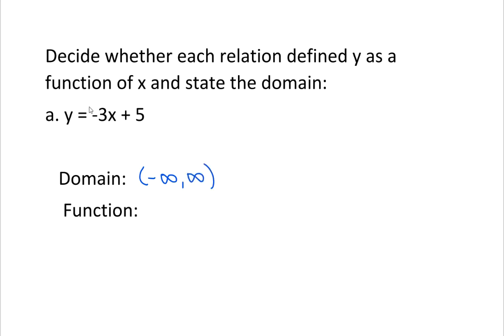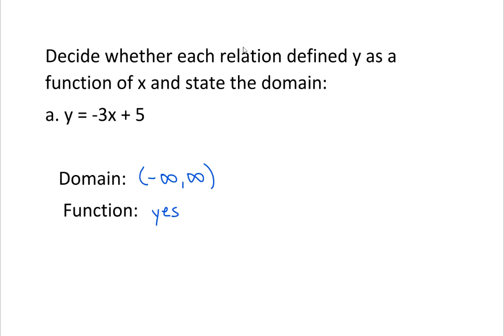Now, if I were to plug any value in for x, any value, would I get different values for y? The answer is yes. Whatever I plug in for x, if I plugged in 0 for x, then I would get 5 for y. If I plugged in 1 for x, then I would get 2 for y. I would get a different value for y for each x that I plug in to my equation. So this is a function.